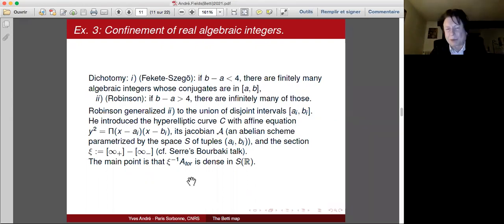Now the main point to prove Robinson's theorem, which is a theorem that there is an infinity of such numbers, is that the torsion values of this section of this abelian scheme are dense in the space of parameters, even in the real points.